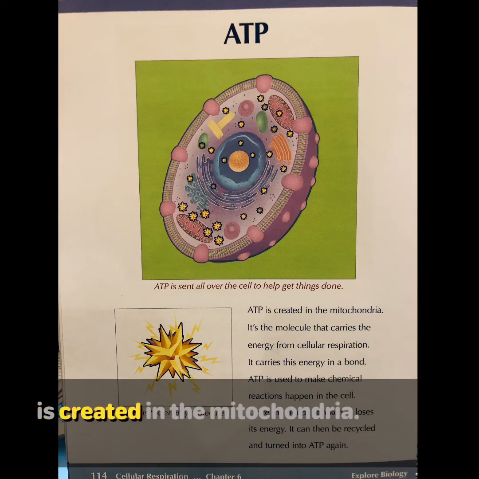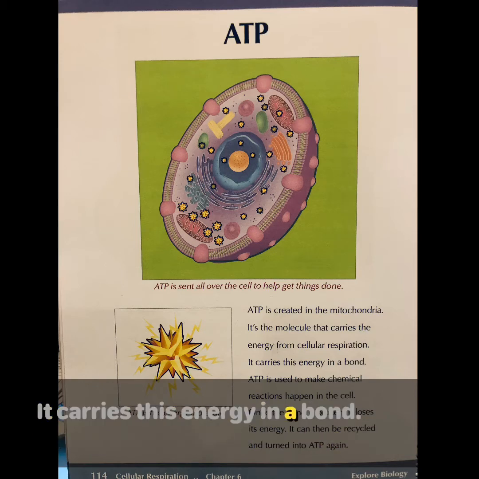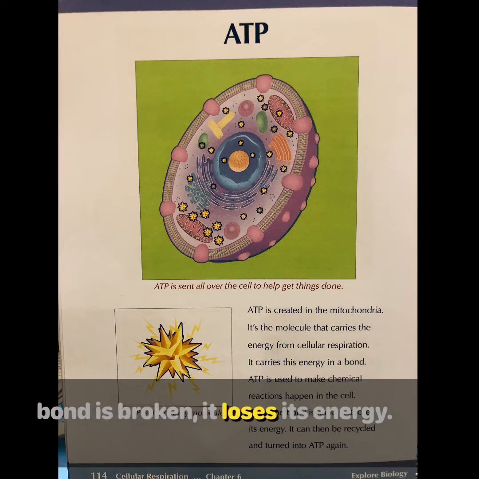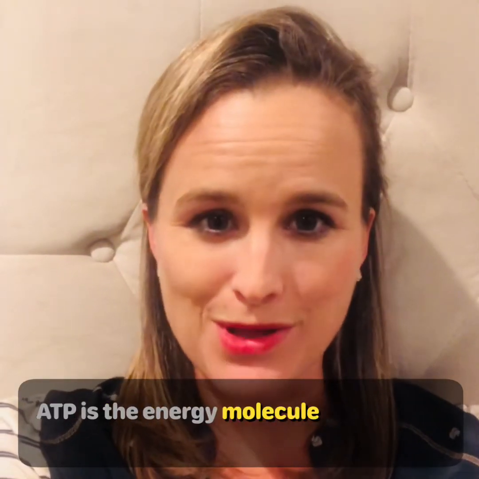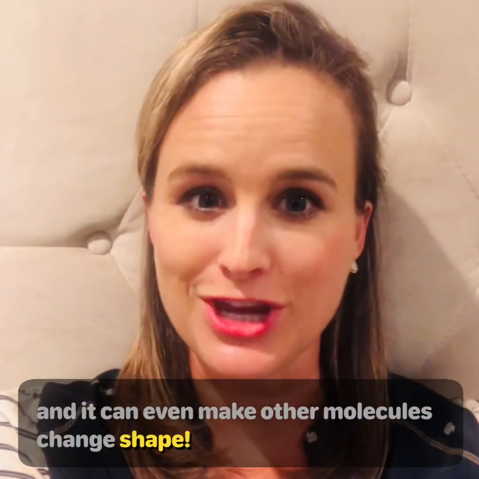ATP is created in the mitochondria. It's the molecule that carries the energy from cellular respiration. It carries this energy in a bond. ATP is used to make chemical reactions happen in the cell. Once the bond is broken, it loses its energy. It can then be recycled and turned into ATP again. ATP is the energy molecule, and it can even make other molecules change shape.